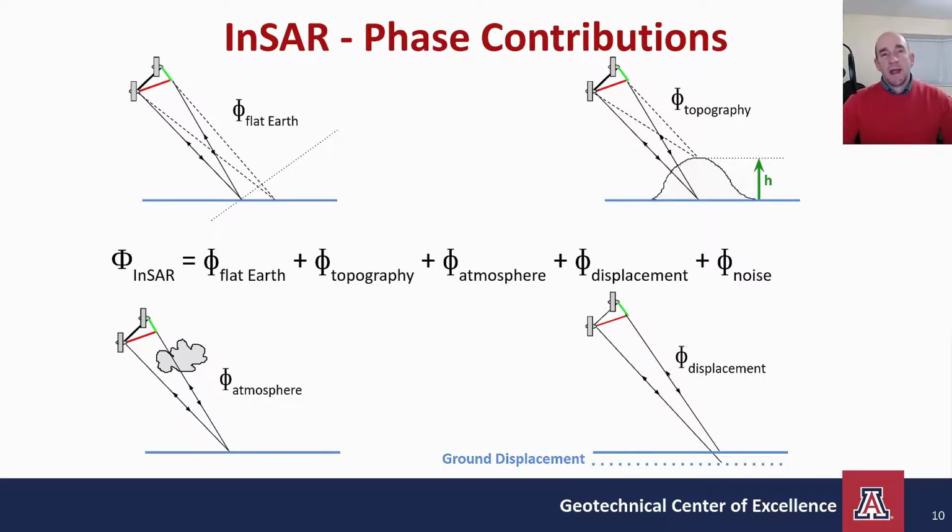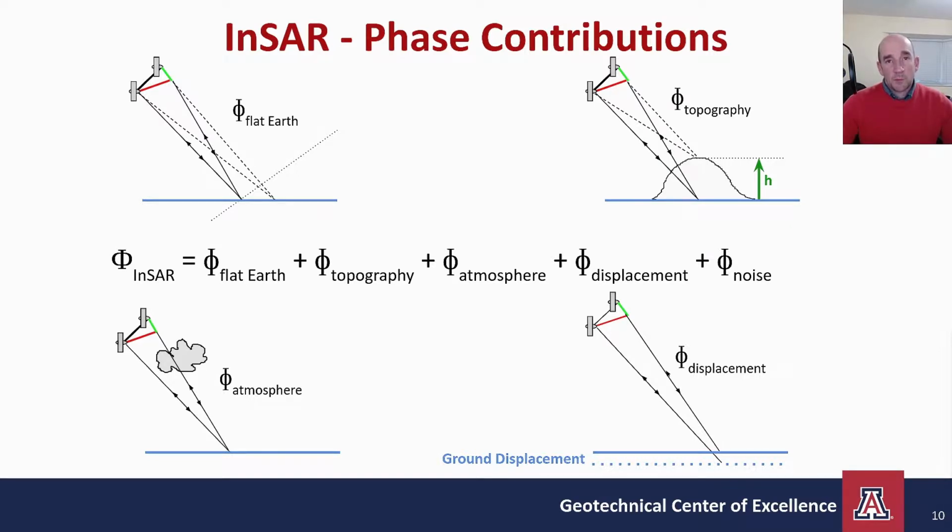Here now are some of the main contributions to the phase that must be considered in order to reveal ground displacement. Let's take them one at a time. In later slides, we're going to see examples of all of these. Firstly, in the top left, a straightforward issue called the flat Earth correction. This is simply a phase response generated as the sensor sweeps from near range, that's pixels closest to the sensor, to far range, pixels furthest away from the sensor along the swath. This is effectively a simple ramp.